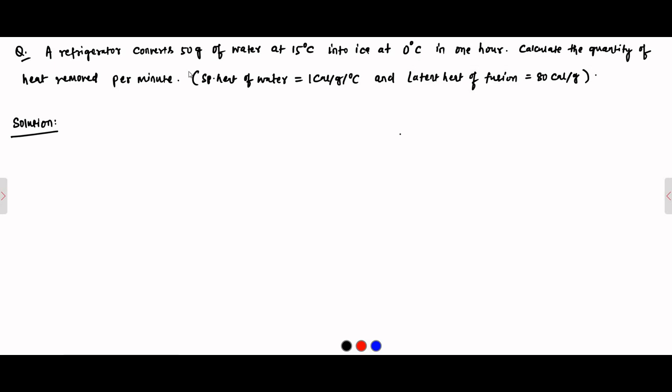So here is another question. It is given a refrigerator converts 50 gram of water at 15 degrees Celsius into ice at 0 degrees Celsius in 1 hour. Calculate the quantity of heat removed per minute. Some information is given. Specific heat of water is 1 calorie per gram per degree Celsius, and latent heat of fusion, that is 80 calorie per gram.